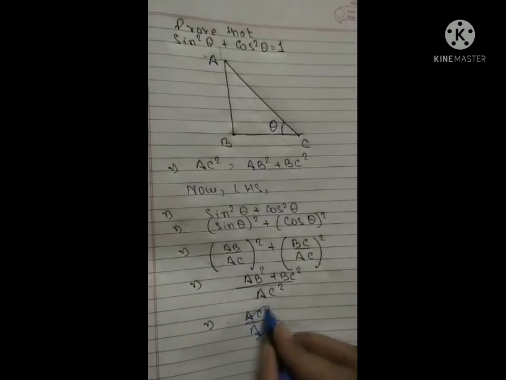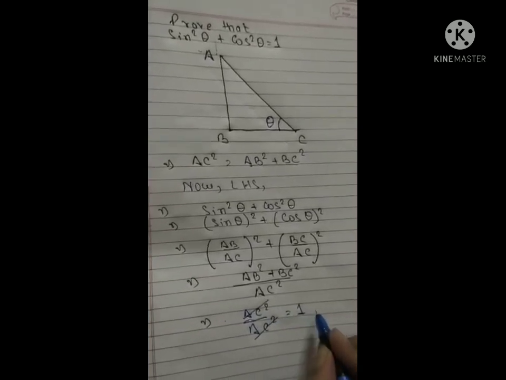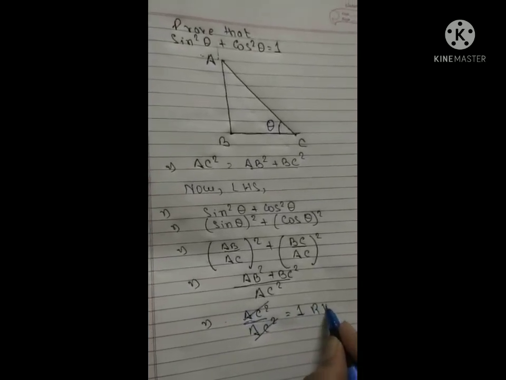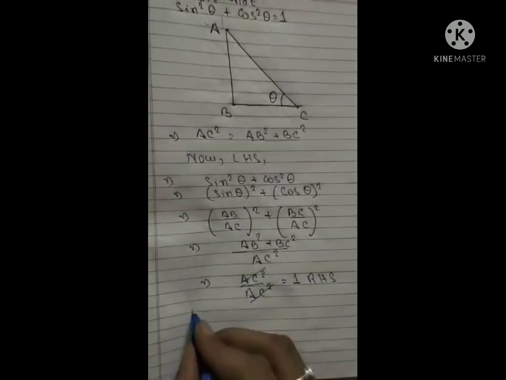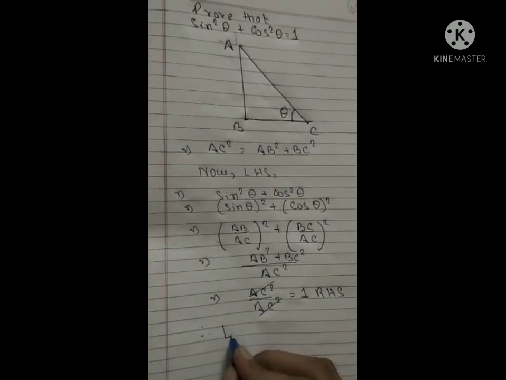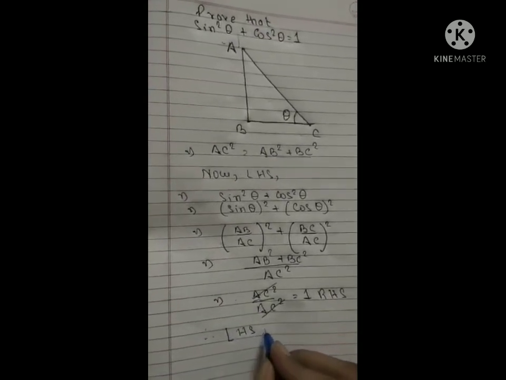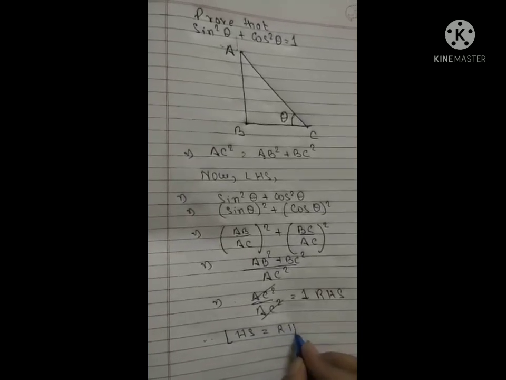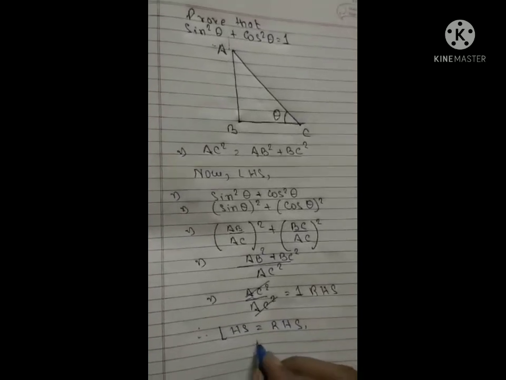This and this will be cancelled out and it will be 1, and this is our RHS. Therefore we are seeing that LHS is equal to RHS, hence it is proved.